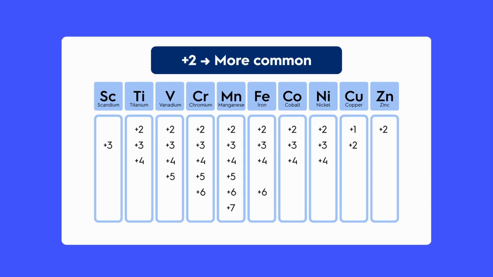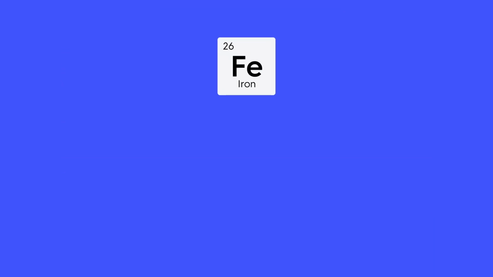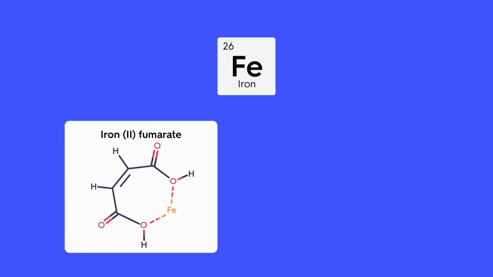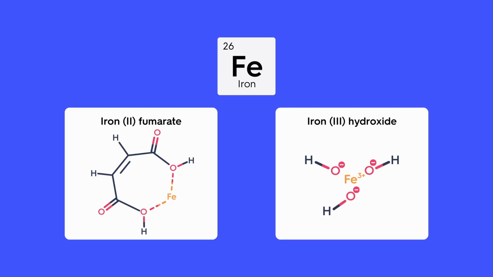Take iron. It can form higher oxidation states in certain compounds, but in many everyday reactions, iron 2 and iron 3 are the most stable and common. That's a sign that, later in the series, the d electrons are less willing to participate.